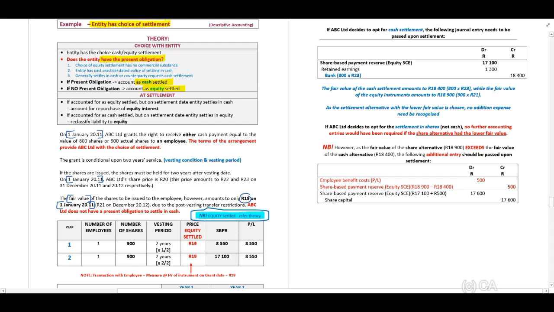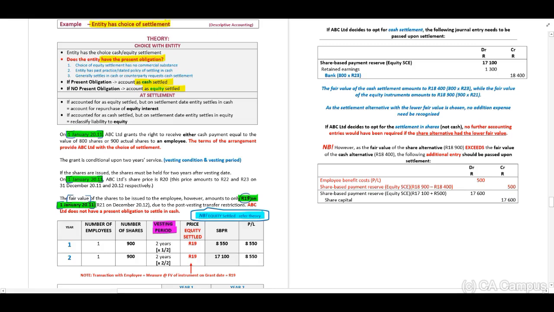If equity settled, you need to know from your theory that you have to use the fair value at grant date. Grant date and measurement date is exactly the same date in this example, which is 1 January 2011. And this is the date that the entity and the employee enter into the agreement. Then they have indicated to us that there is a vesting period, which is 2 years.